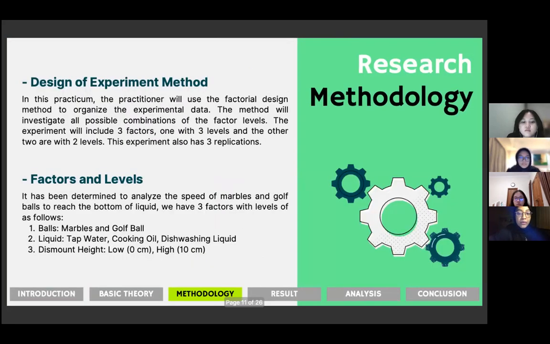For the DOE method, we will use factorial design, where in this research, there are three factors in total. The details of the factors and levels are shown here. First, balls have two levels, liquid has three levels, and dismount height has two levels.